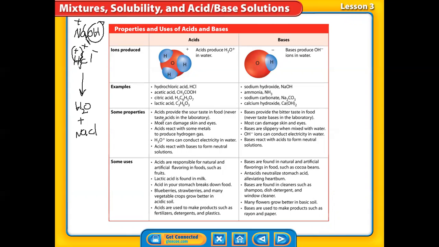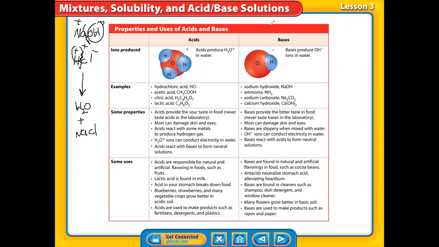Also, bases are found in different kinds of detergents, shampoo, window cleaners, and things like this. Many flowers grow in basic soils and so on. So this, guys, represents the importance of acids and bases, which we use somehow daily in our daily life, or even in heavy products, as we explained.